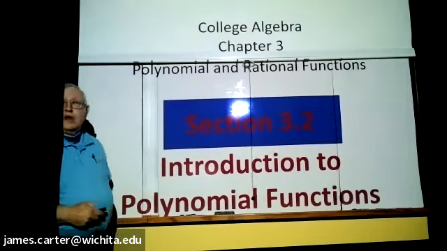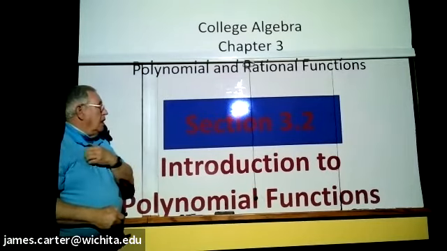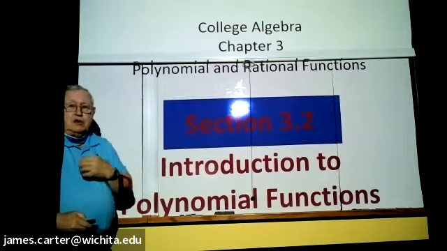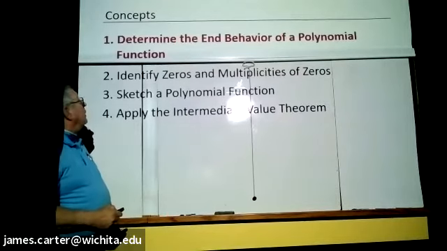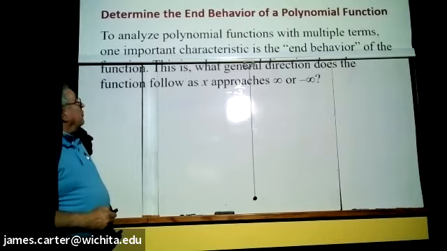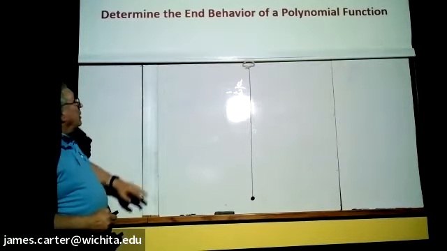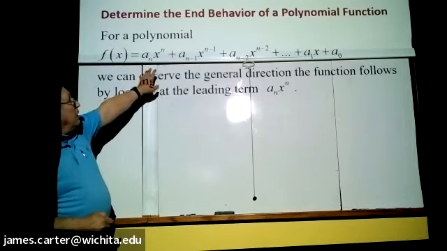Okay, so we're gonna begin on section 3.2. We won't get it done. Part of section 3.2 is on your homework this weekend, so we'll get as much done as we can. Okay, here are the different objectives. Some of this I've already taught you. I've taught you the end behaviors. This is a general polynomial now.